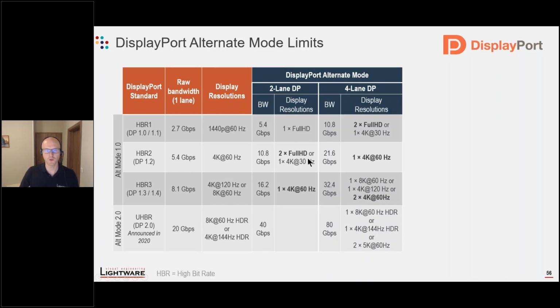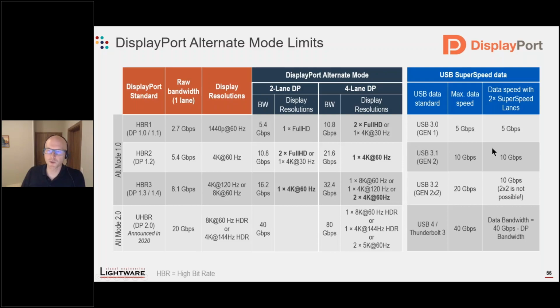So with 2-lane mode, Taurus UCX supports 4K 30. With 4-lane mode, it supports 4K 60. And again, I put the SuperSpeed data rates here. So Gen 1 supports 5 gigs, Gen 2 supports 10 gigs. The devices can choose which high bit rate mode they want to use and which SuperSpeed data rate they want to use independently of each other.